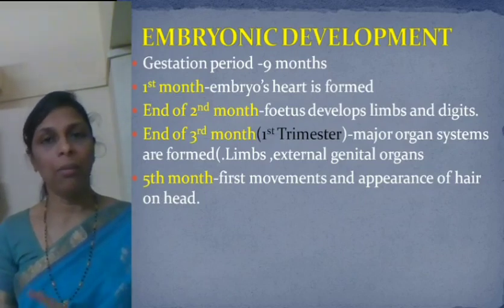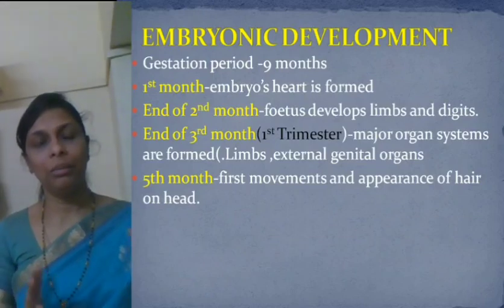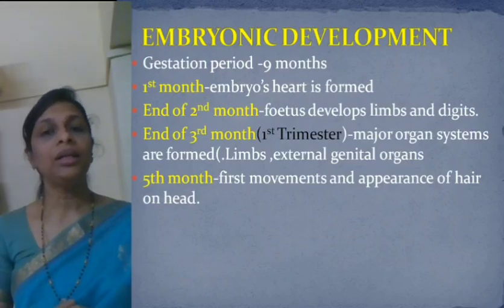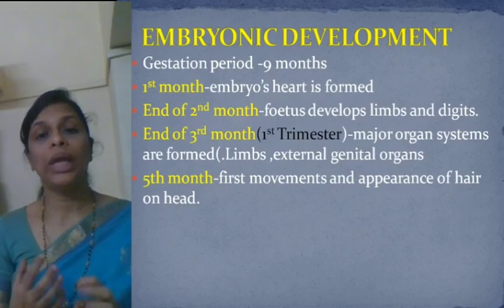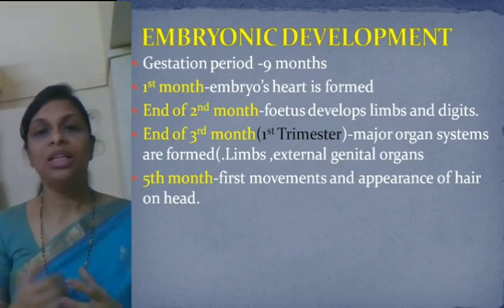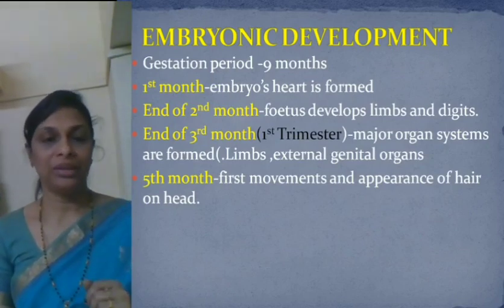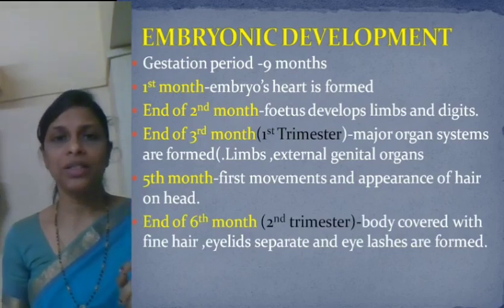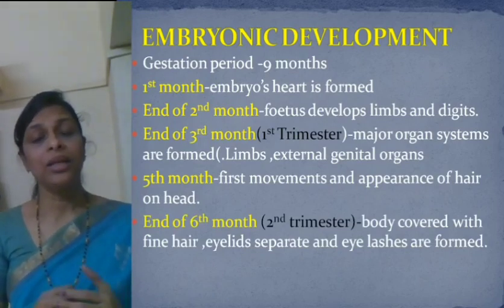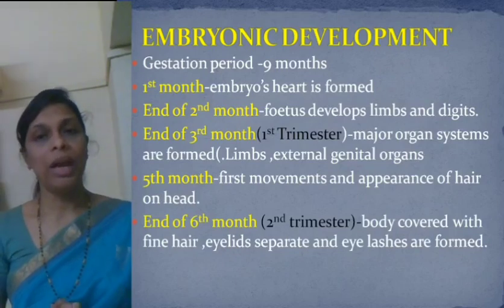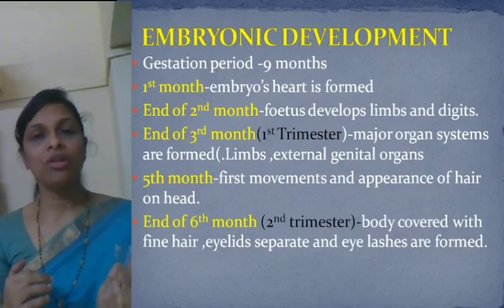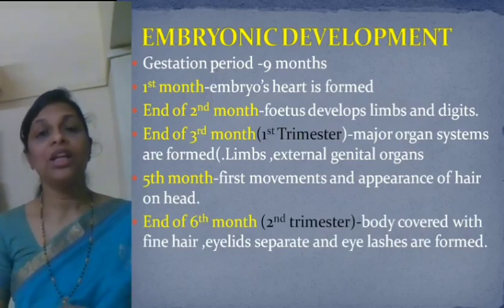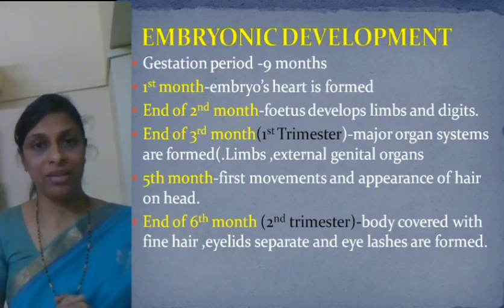The fourth month is completed, and when the baby enters the fifth month, even hairs on the head start developing. Now, by the end of the sixth month, that is when the baby completes the second trimester, what happens is one of the major features of human beings, that is the body will be covered with hairs.